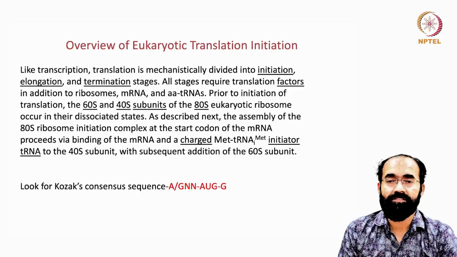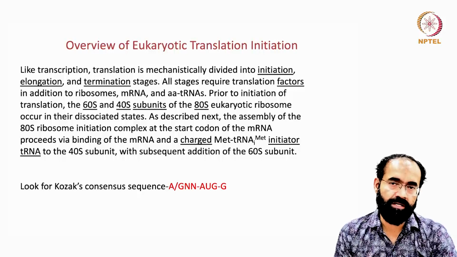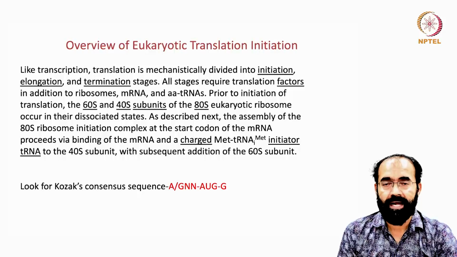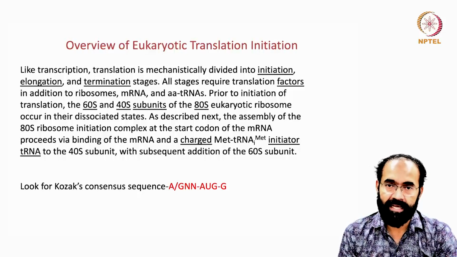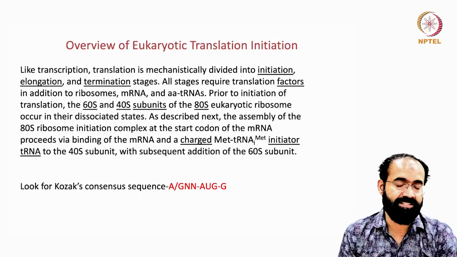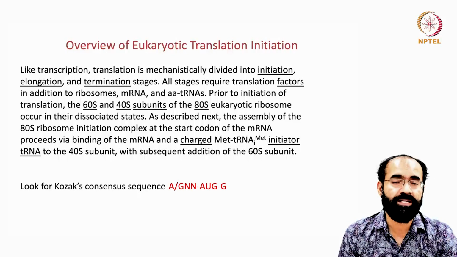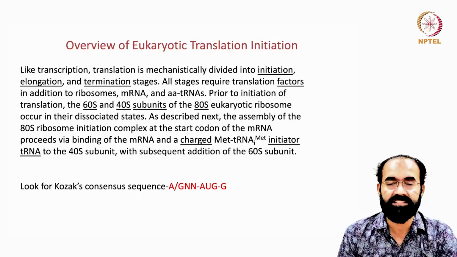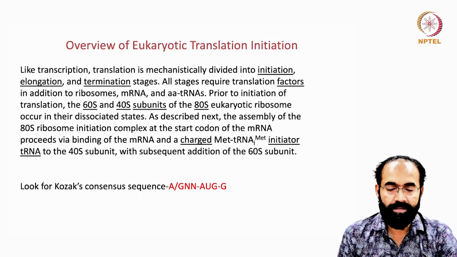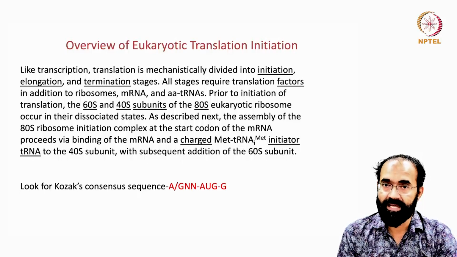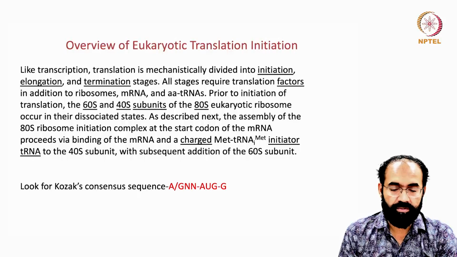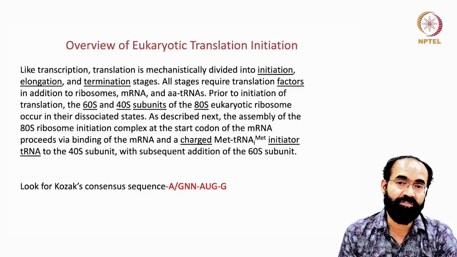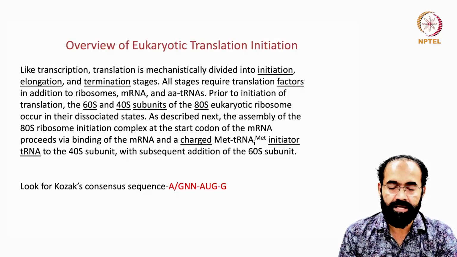And usually when an mRNA is encountered, the ribosome will scan the RNA and look not just for an AUG. ATG is in the DNA, AUG is in the RNA, but it will look for the Kozak consensus sequence. What is that sequence? It should be A or G at one place, and any two nucleotides, which can be any of the four nucleotides, and then you should have an AUG, and then the next one should preferably be G. It is not a compulsory G, preferably G.